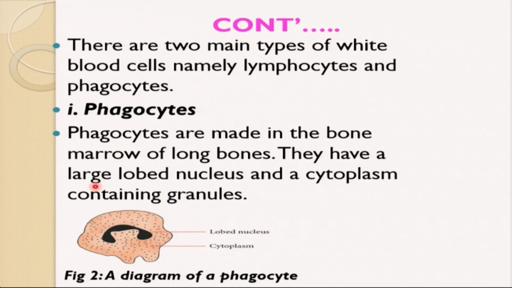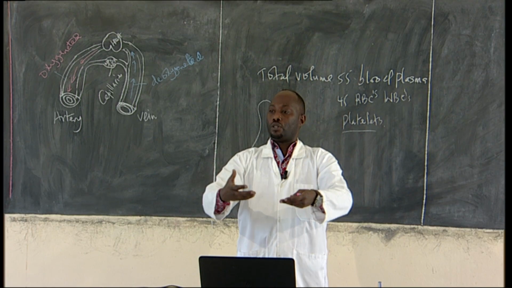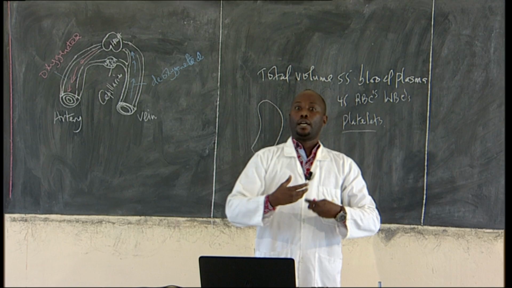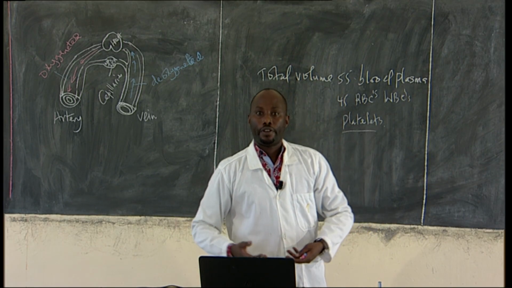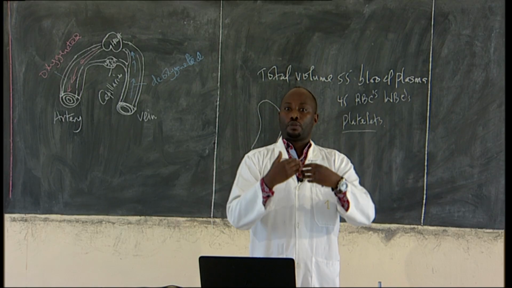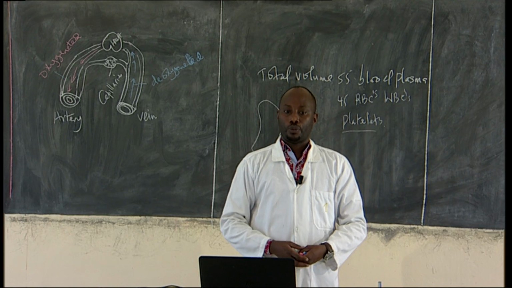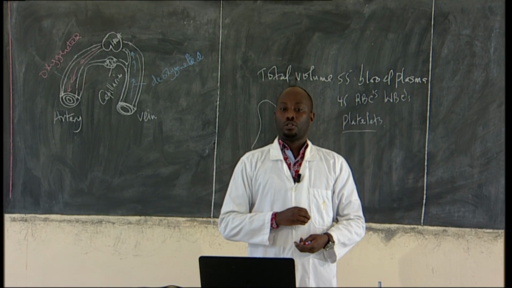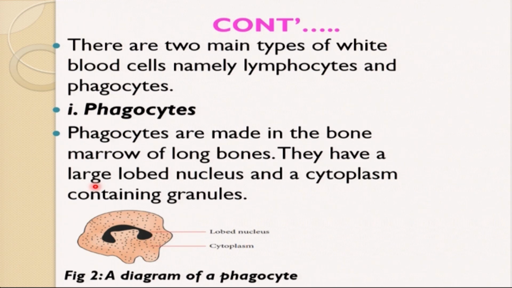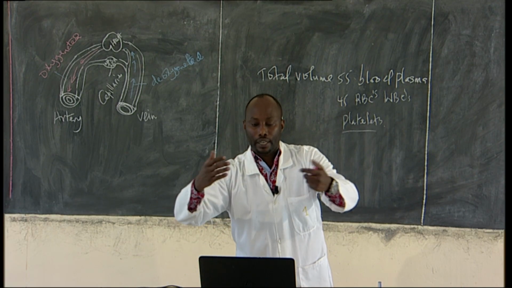We start with the phagocytes. Phagocytes protect the body, defending the body against pathogens or any disease-causing agent. And how does it do it? It does it by means of engulfing and surrounding any microorganism. After engulfing, that microorganism is weakened, and now you are able to be free from the disease. Phagocytes are in the bone marrow of long bones, and they have a large lobed nucleus and cytoplasm, as you can see in the diagram. They are responsible for protecting the body against disease by means of engulfing and surrounding.